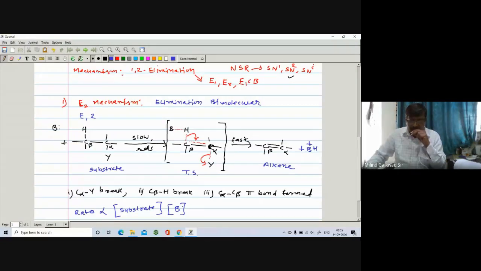We can remove the proportionality constant, and we can write that the rate is equal to K2, concentration of the substrate, and base, B for base. Okay. So here we have seen the E2 mechanism.